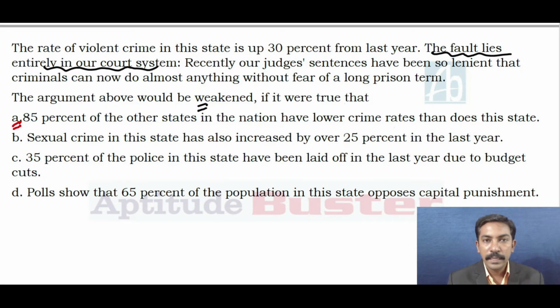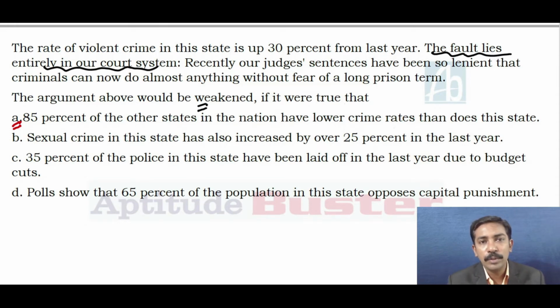Your text is very much concerned with the reason for the increase in crime rate, and according to the text, the increase in crime rate is due to the leniency of judges. If that's the case, if you look at option A, it neither strengthens nor weakens because it provides you a comparison. For you to understand option A better, I'll give you an example.